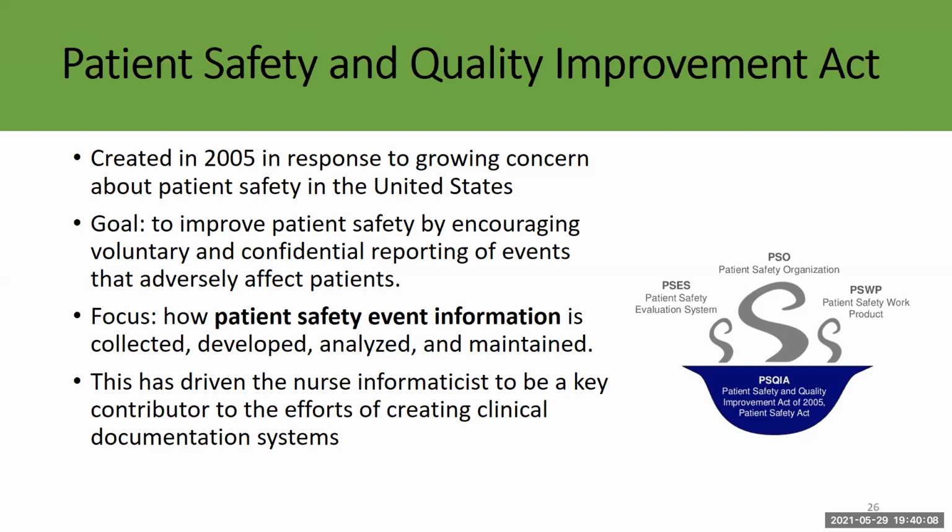You can see also a small figure here, which is usually referred to as the soup of PSQIA. It consists of three elements: the PSO, which is the patient safety organization; the PSES, which is the patient safety evaluation system, which provides enough structure and processes to allow the reporting of those events which adversely affect patients; and the PSWP, which is the product or analysis or record which is produced to be submitted to a PSO.